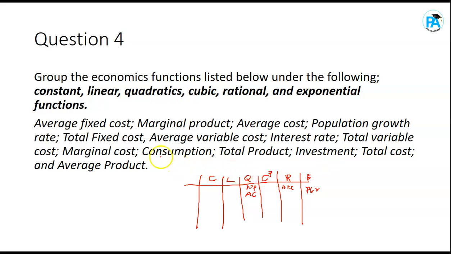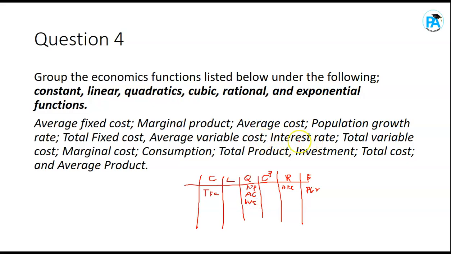Then total fixed cost. The total fixed cost, TFC, is constant, so it's a constant function. Then the next one, average variable cost. Average variable cost is quadratic. Write it down. Average variable cost is quadratic.